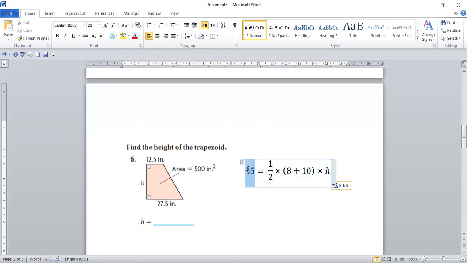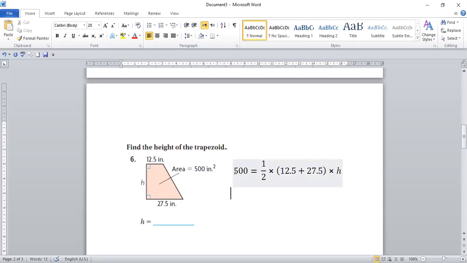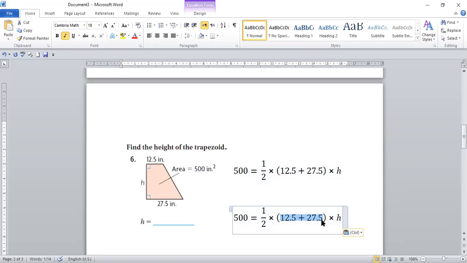So here I will just replace the numbers. Area is given to be 500, base 1 is given to be 12.5 and base 2 is given to be 27.5, multiplied by h, which we have to find. The first thing you have to do is solve what's inside the parenthesis. So how much is 12.5 plus 27.5? Mental math: 40.